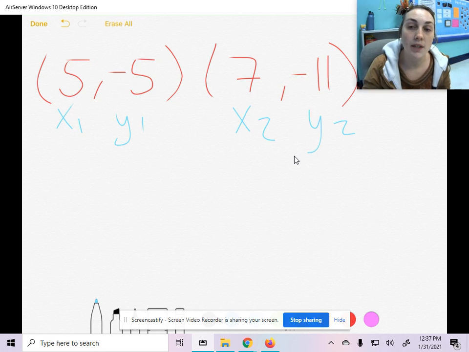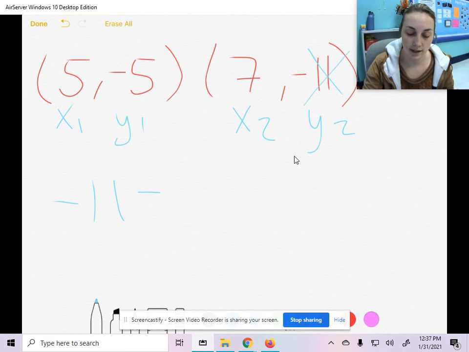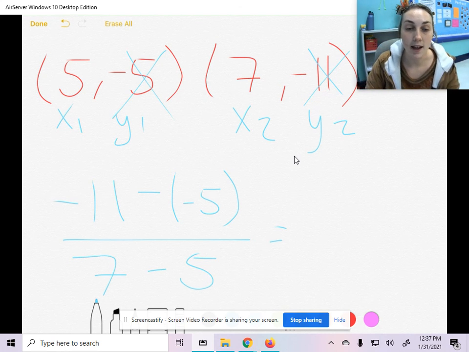Slope formula is y2 minus y1 over x2 minus x1. So I need y2 first. So y2 is negative 11, so I can mark that out. We're going to subtract that by negative 5. And then we have 7. We're going to subtract that by 5. And now I can go ahead and do this problem.